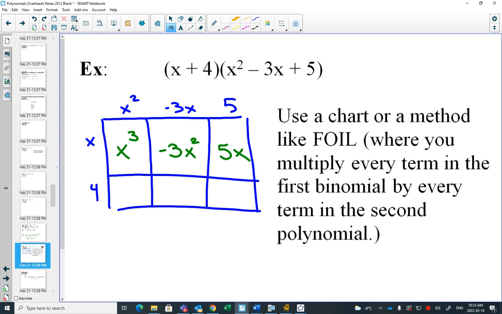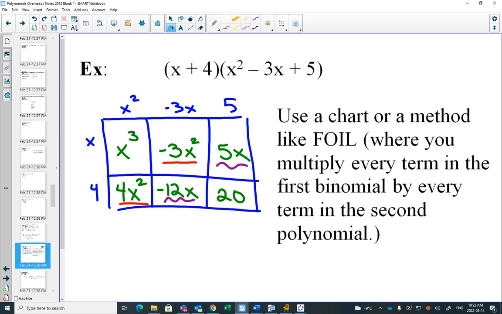4 times x squared is 4x squared. 4 times the negative 3 would be negative 12, and we have an x. And finally, 4 times 5 is 20. You can then take out a different colored pen and go, ooh, those ones are like terms, and those ones are like terms.